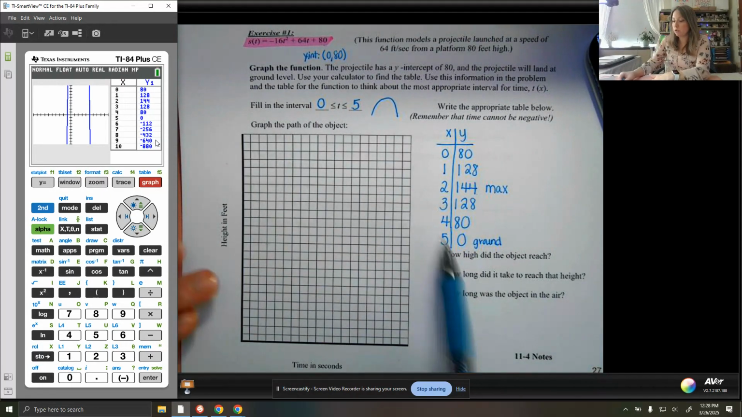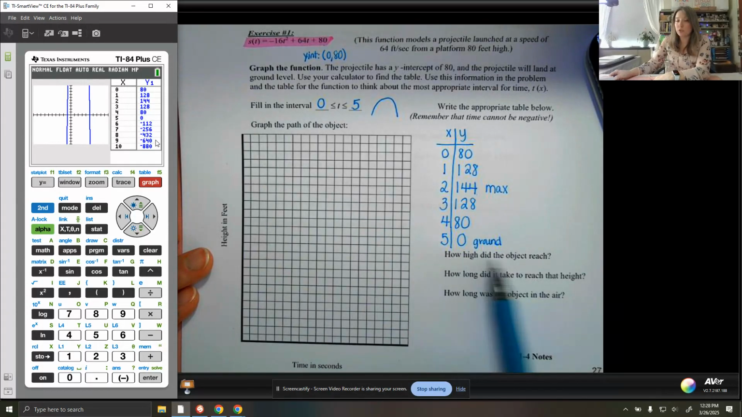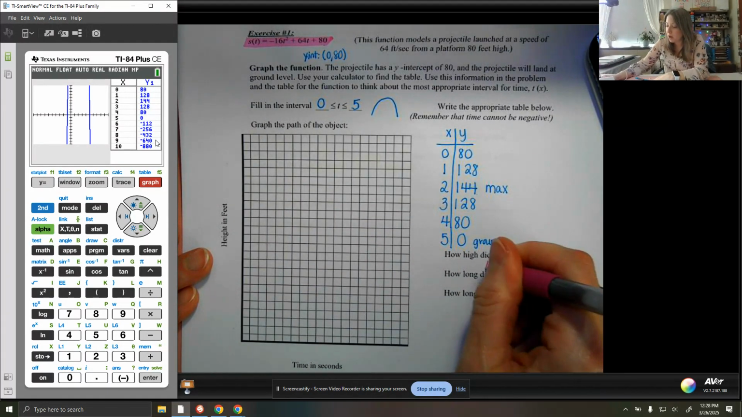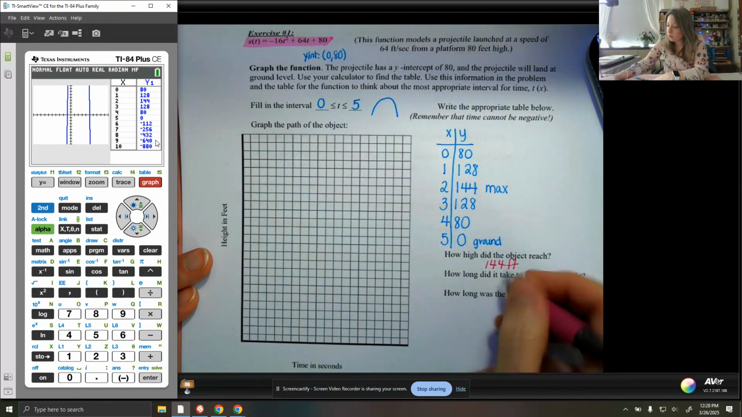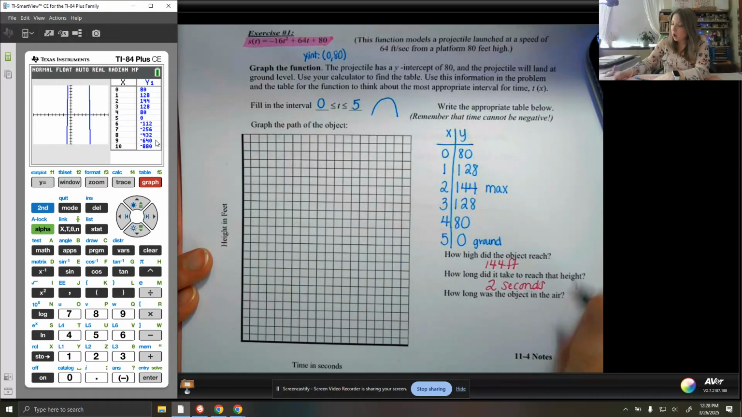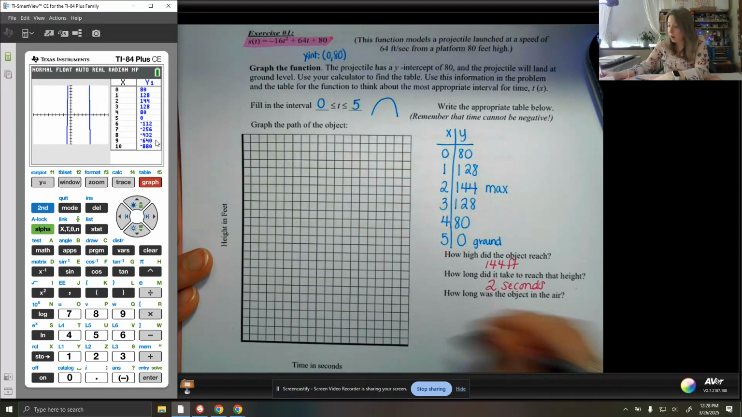So before I even graph this, I can answer some of these questions. How high did the object reach? What was the maximum height? 144 feet. How long did it take to reach that height? 2 seconds. How long was the object in the air? It was in the air from 0 to 5 seconds. So we're going to say 5 total seconds before it touched the ground.